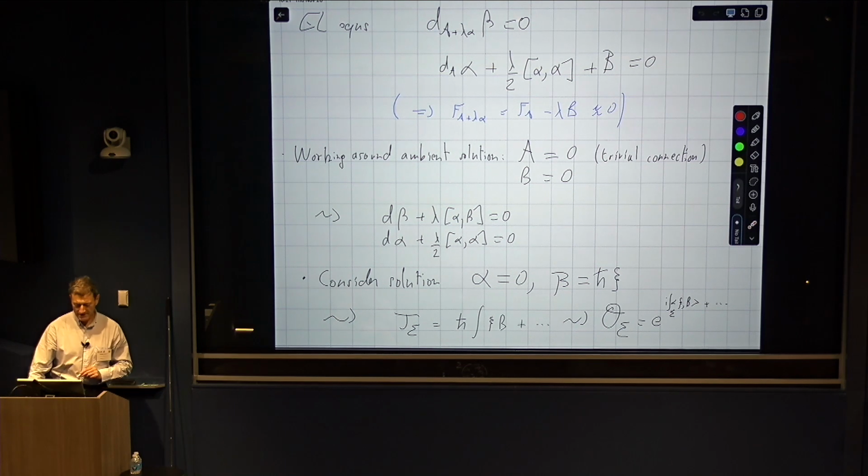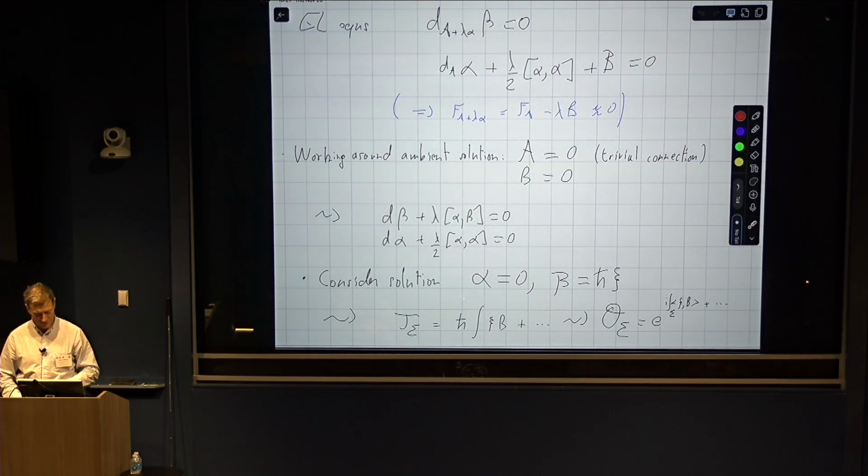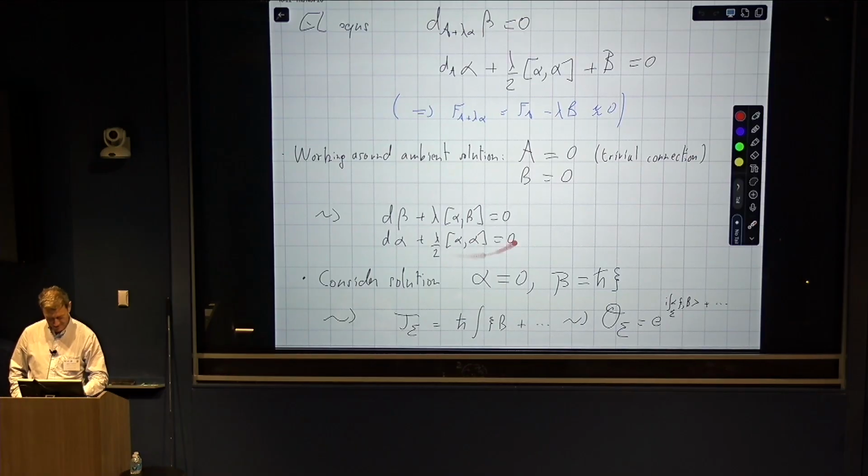And you can see that there is an interesting solution where I can set alpha, the one-form alpha, to be exactly equal to 0, and the zero-form beta to be constant. For a reason that at this moment is useful, let me rescale this constant by h bar. Okay, so you see that this satisfies this equation.